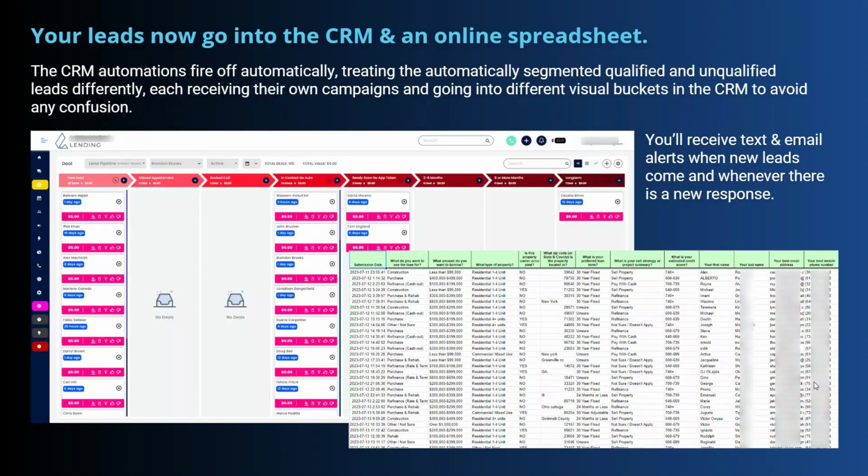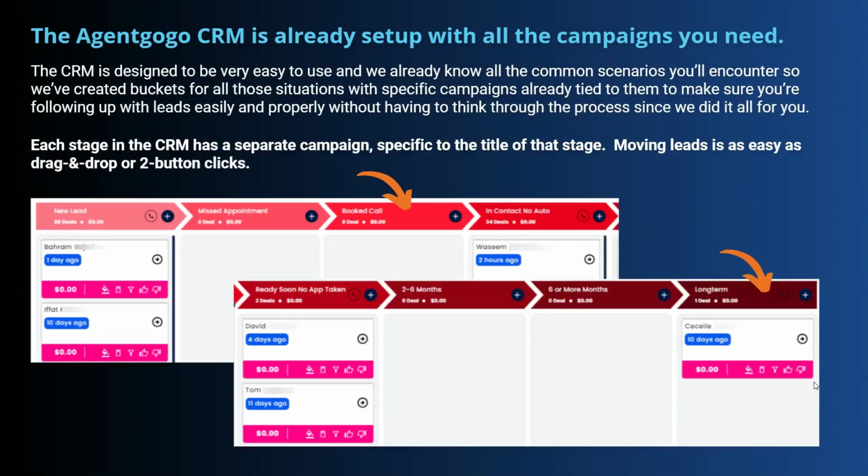Now that you have leads, they're going to go into the CRM and an online spreadsheet. Most of your day-to-day work will happen in the CRM, but the spreadsheet is great for a bird's eye view. Now, the CRM automations fire off automatically, treating the automatically segmented qualified and unqualified leads differently, as mentioned before, and they each receive their own campaigns and they go into different visual buckets to avoid any confusion. You'll also receive text and email alerts when new leads come in and whenever there is a new response.